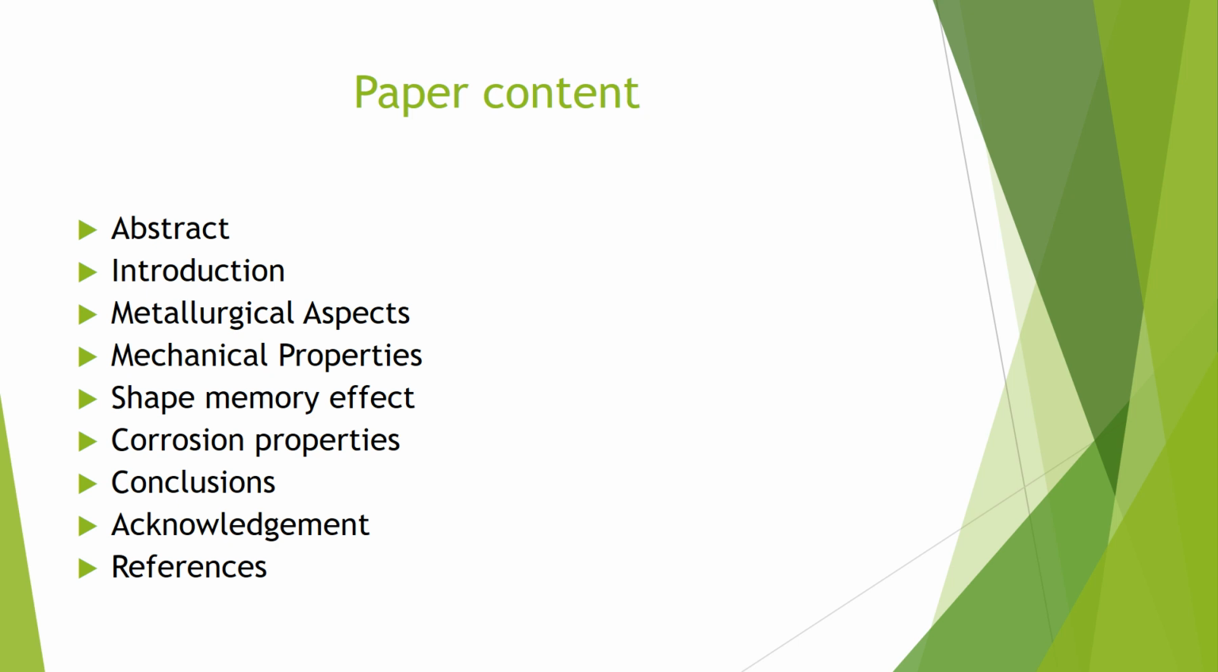The same thing I have applied for all the properties, that is corrosion, shape memory effect, and metallurgical aspects. For metallurgical aspects, you can discuss the same images, EDS, XRD, EBSD, whatever information is available in the previous papers, but make sure that you get permission from those authors for using their images in your review paper. That is very important when you are writing a review paper.